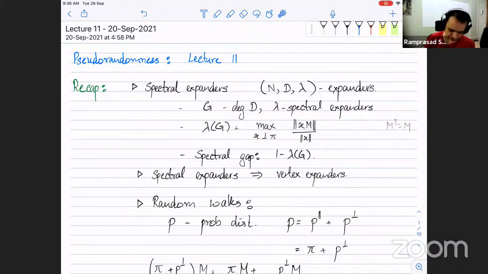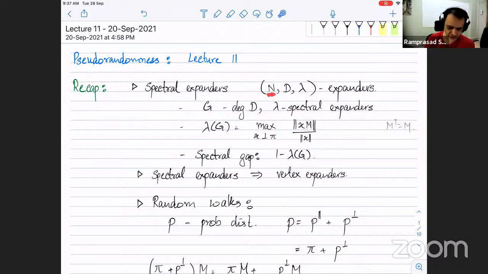I don't know if this notation was ever used so far. So I'm going to start using this notation of (n, d, lambda) expanders, which is to mean the following: it's an undirected graph on n vertices, and it is d-regular. In this course, we'll only be dealing with regular graphs so that a lot of calculations become simpler. And then the second largest eigenvalue in absolute value is lambda. Okay, so this is just a notation for it.